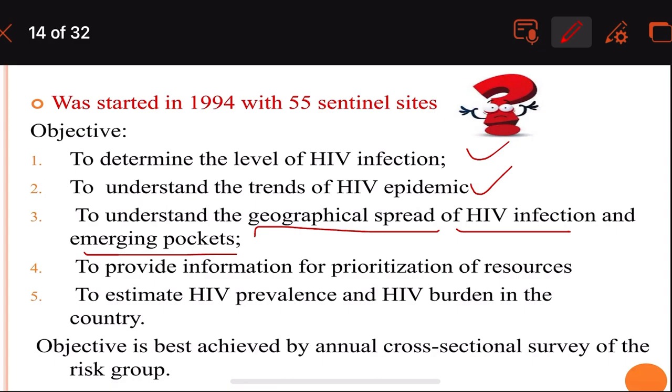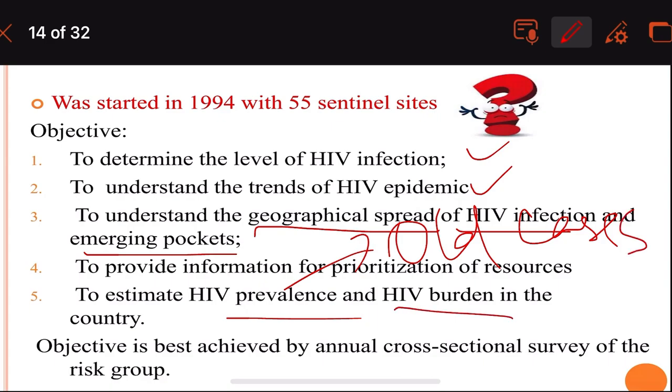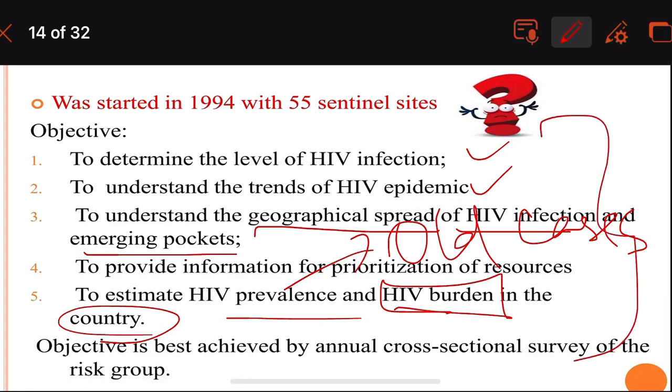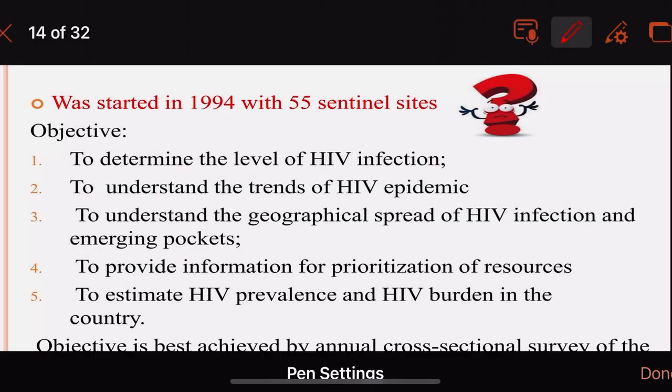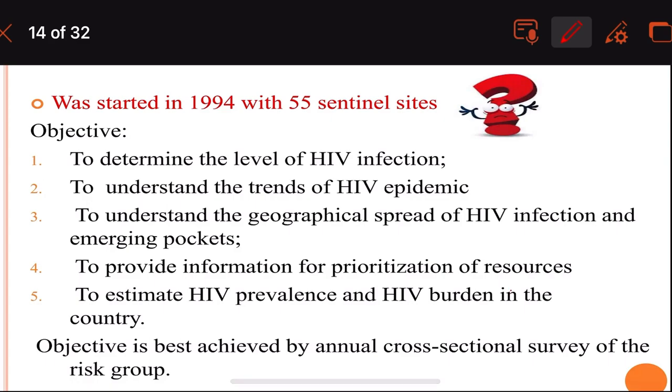To estimate the HIV prevalence and HIV burden in the country. So we know to estimate HIV old cases, how many cases were present, and then what was the burden of the HIV in the country. These objectives can be best achieved by the annual cross-sectional survey of the risk group. We need to perform the cross-sectional survey of the risk group.